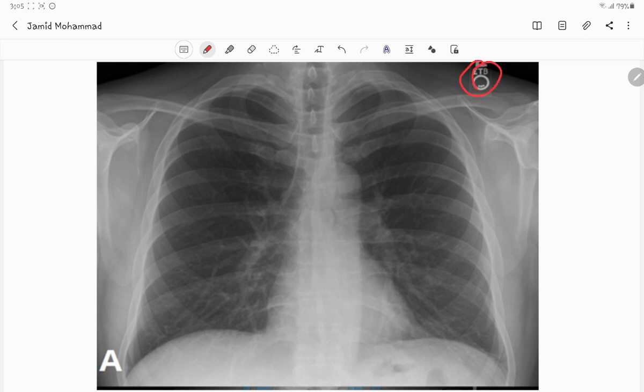And over here there is a letter L mentioned. This demonstrates that this is the left side and this is the right side of the X-ray of the patient.